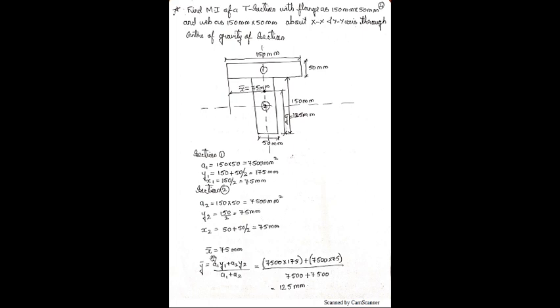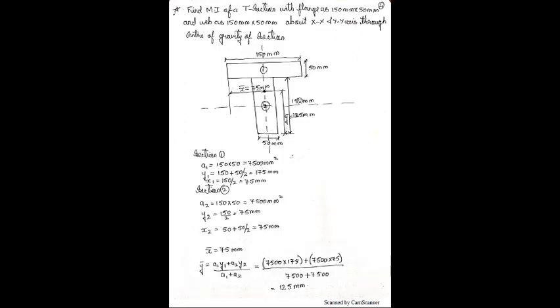So we will get x bar as 75 as it is symmetric, and y bar is a1 y1 plus a2 y2 divided by a1 plus a2. We already have a1 y1 and a2 y2, substituting we got this. So x bar is 75 mm from the left and y bar is 125 mm from the bottom. So we got the CG. This is the CG point. Now let us find the moment of inertia.